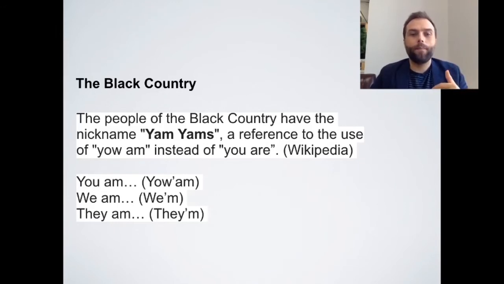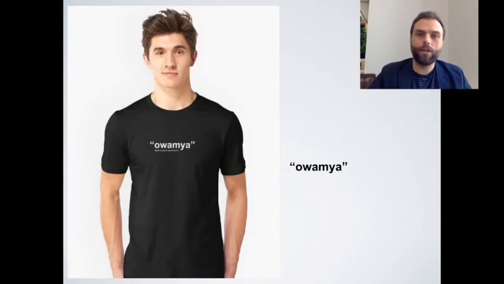Okay, so this is the non-standard dialect here. Okay, so here's an example. You've just learned that. So I found this example of a t-shirt online. What does this mean? Ow am ya? Okay, if you go to the Black Country, if you go to Wolverhampton, you'll hear people saying ow am ya. What does it mean? Okay, now that you've learned about this non-standard conjugation, you can probably guess what it means.